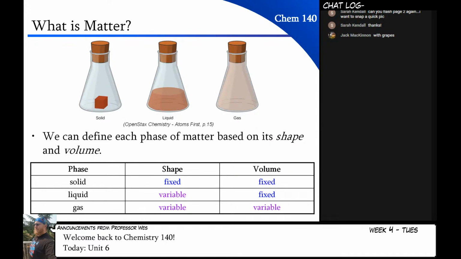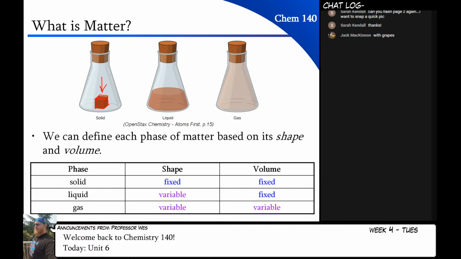All right. On this slide here, I have defined the 3 phases in terms of 2 different properties: the shape that it occupies and the volume that it occupies. Now, shape is going to be what 3-dimensional space the object takes up. For a solid, if I were to apply a small amount of force, its shape would be pretty rigid. It would not change, right?